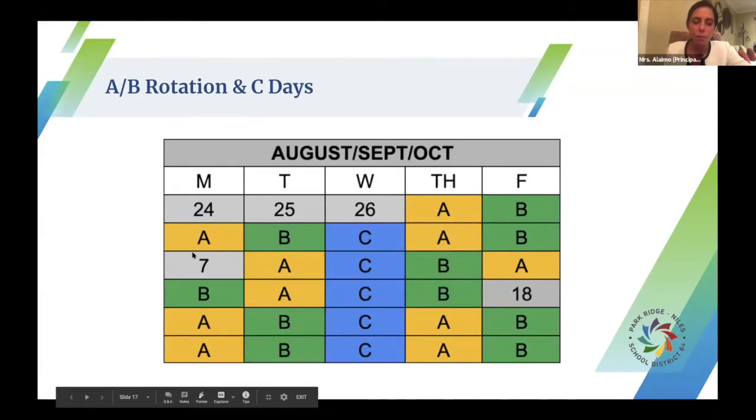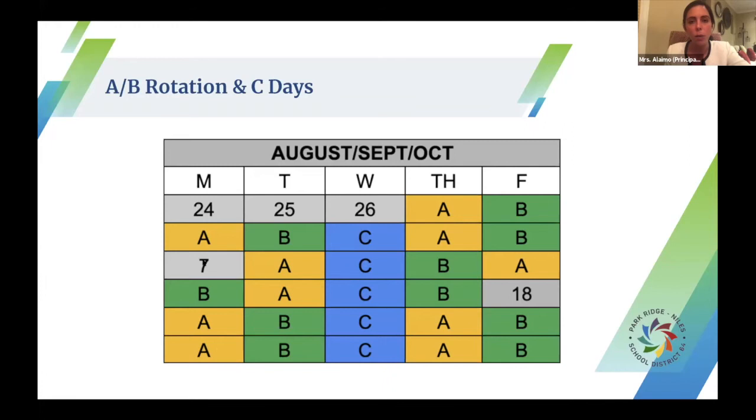September 7th, right here, is Labor Day. So we're not in school. And if we just skipped A, then your students wouldn't be going to that core class and they would be missing out on those minutes. So that's why it just continues. So as you can see, a B is on Friday here. We don't have school on Monday, so we have an A on Tuesday.